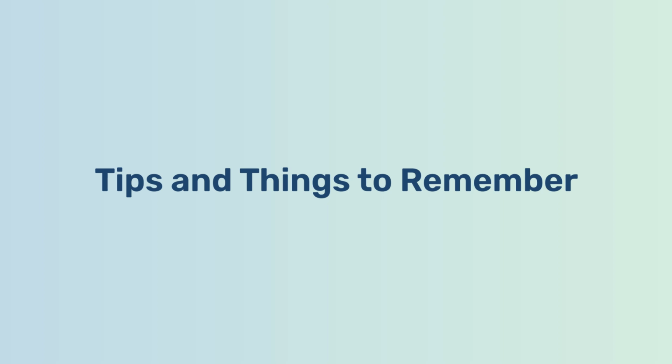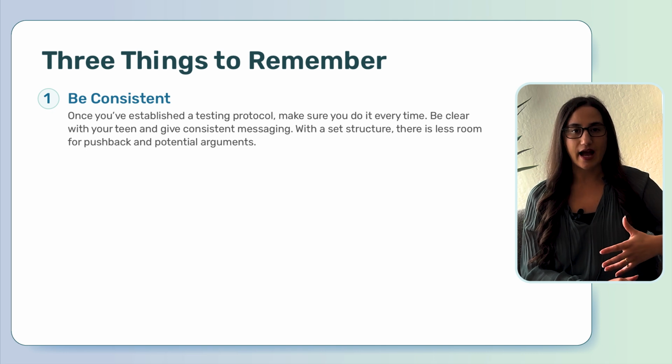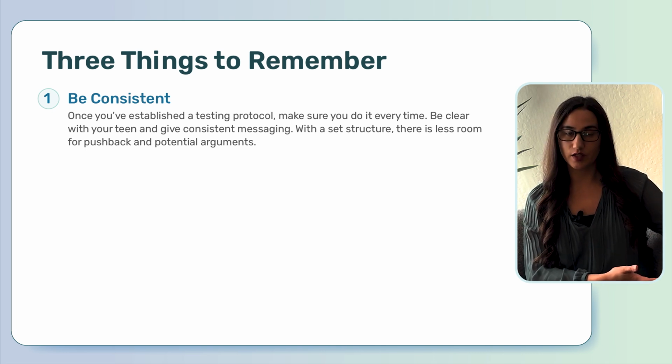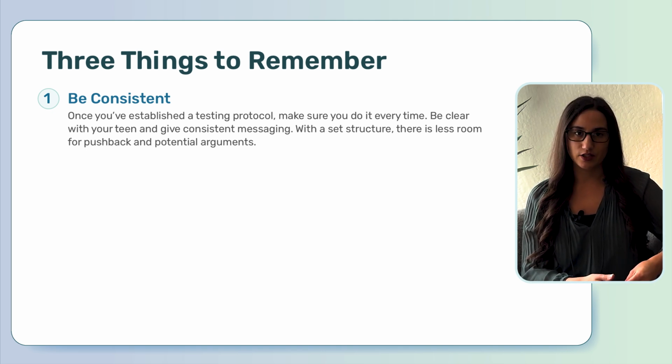3 things to remember when testing at home. Be consistent with protocol, be random with tests, and be prepared for pushback. So what does that look like? Be consistent with protocol means that once you have a protocol that you're going to follow, and you can use the one from our walkthrough video, that you're doing that every time you are administering a drug screen.